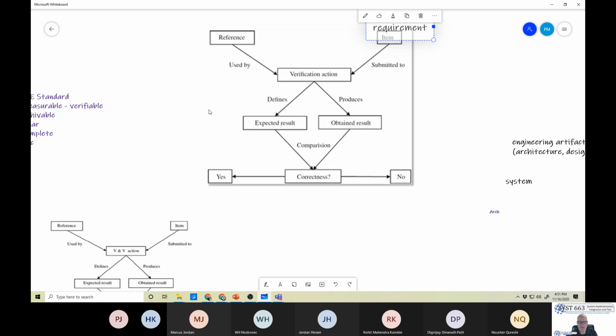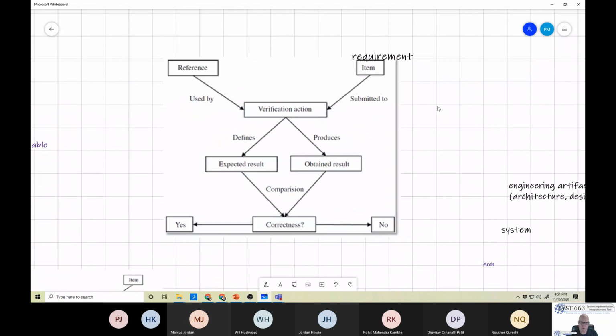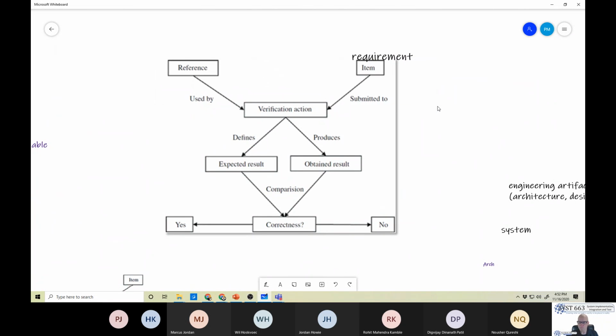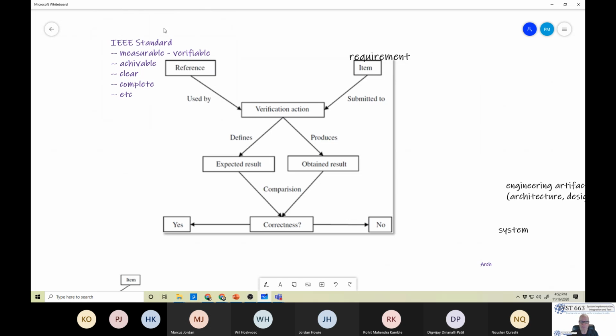Can you guys tell me what kind of requirement I'm always looking for when it comes to requirements? Stakeholder? No, that's a good point. But remember, when you verify something, you're testing it against a standard, some kind of standard requirement. Is it a good requirement? Was it written in a way that's verifiable, measurable, achievable, things like that? So our verification action will give us our results.